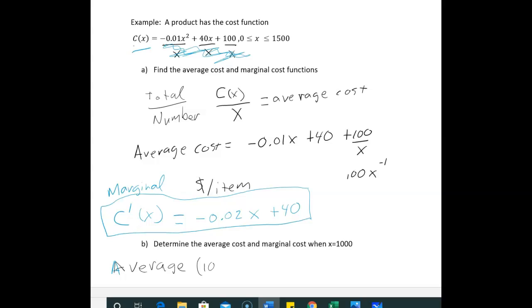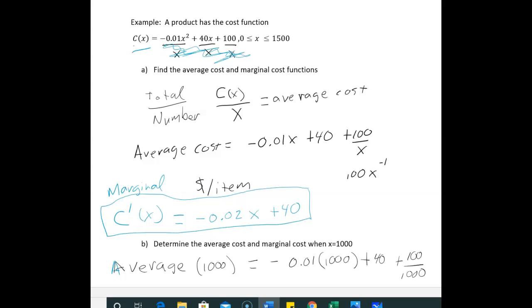When x is 1,000, you're going to put in negative 0.01. The trick here is to just keep track and make sure you're using the right function. Times x plus 40 plus 100 over 1,000. And you can evaluate that in your calculator. I'm not going to do that out right now, but that's all you do. You use your calculator from there on.